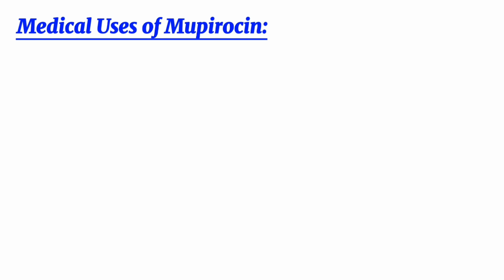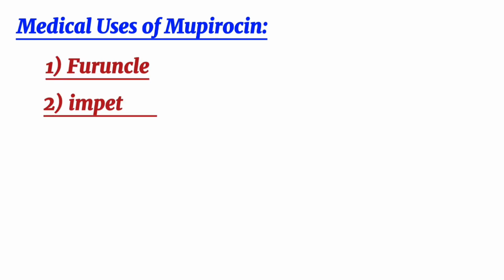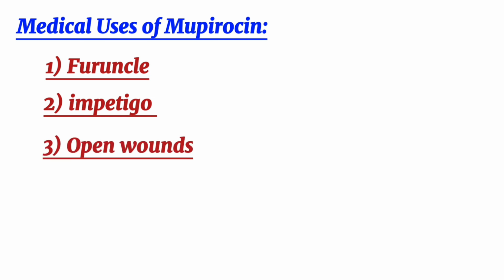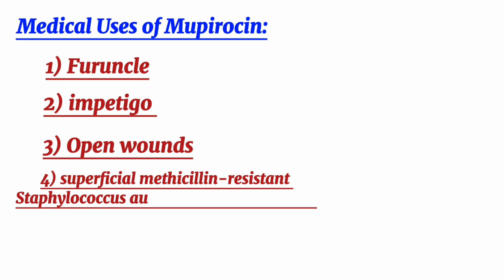Medical uses of mupirocin: mupirocin is used as a topical treatment for bacterial skin infections, for example, furuncle, impetigo, open wounds, which are typically due to infection by Staphylococcus aureus or Streptococcus pyogenes. It is also useful in the treatment of superficial methicillin-resistant Staphylococcus aureus (MRSA) infections.